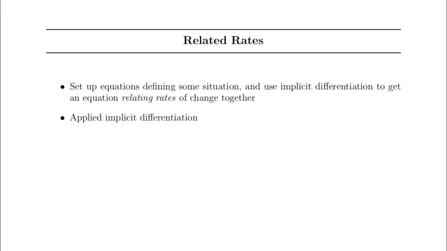In this video, we're going to tackle the idea of related rates. All this really is, though, is applied implicit differentiation. We're going to be setting up some equations that define some physical context or situation. And then we'll use implicit differentiation to turn that equation defining a whole bunch of variables and how they relate to each other into an equation that relates the rates of change together. You can see why we're calling this related rates.